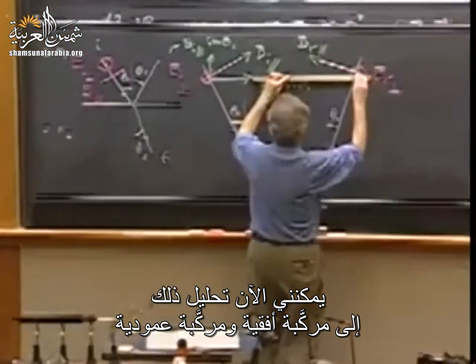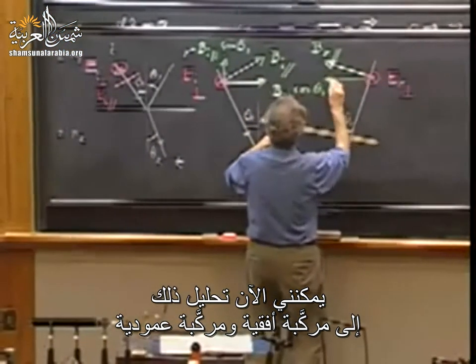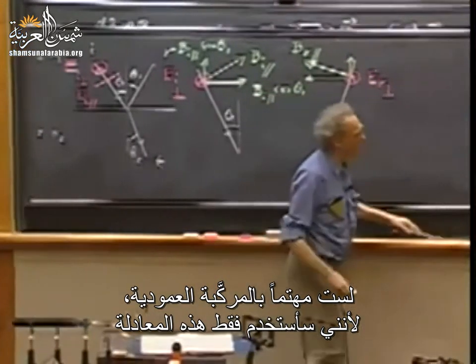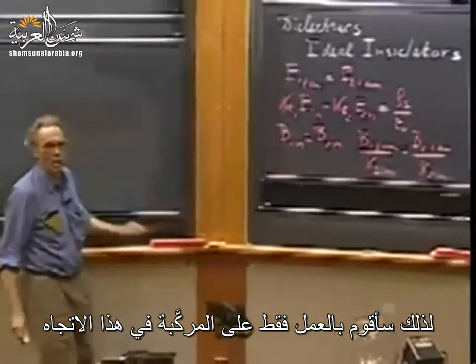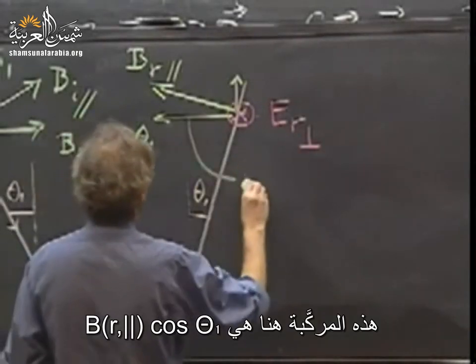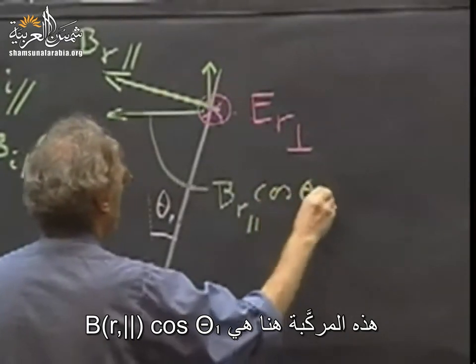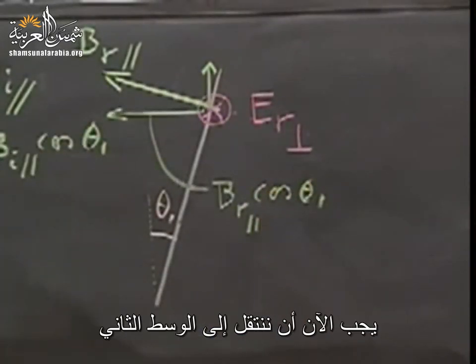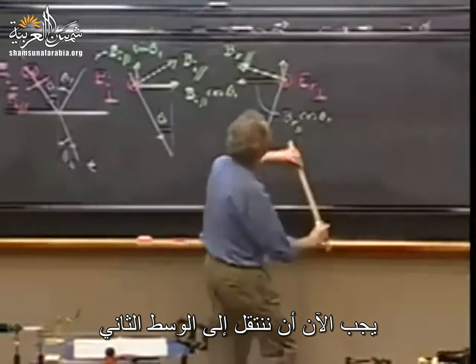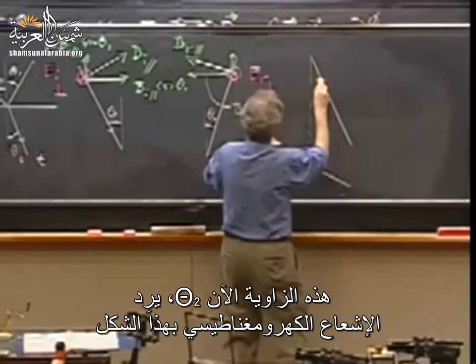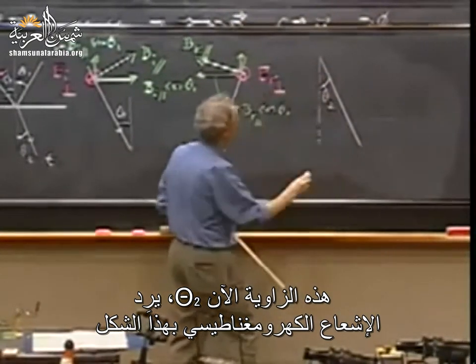I can now decompose that into a horizontal component, and I can decompose that into a vertical component. I'm not interested in the vertical component because I'm only going to use this equation, so I will only do the component in this direction. And so this one here is B reflected parallel times the cosine of theta 1. Now we have to go into medium 2. So there's one more to come. There it is. And this angle now is theta 2. And the light goes like this.